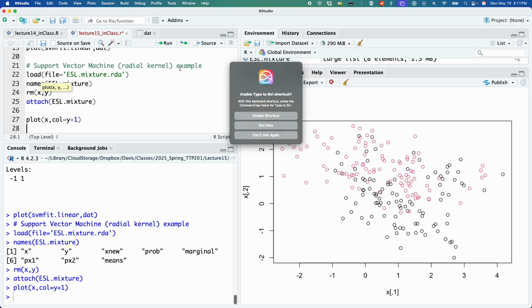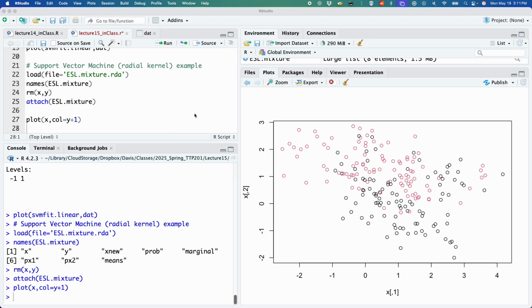What's an RDA file? On Canvas. Yeah, that file is on Canvas. Oh, that's a type of data file in R, basically. How is that different from the typical CSV? It's just saved in an R-based format, basically, yeah.